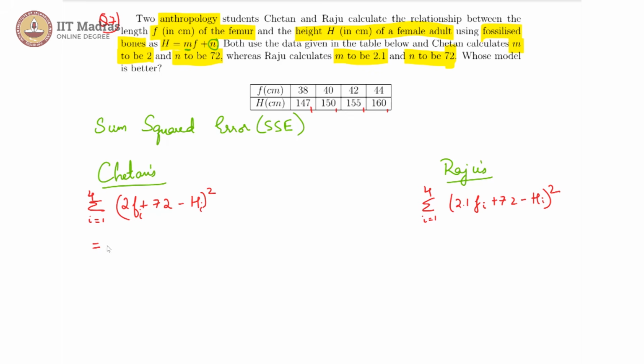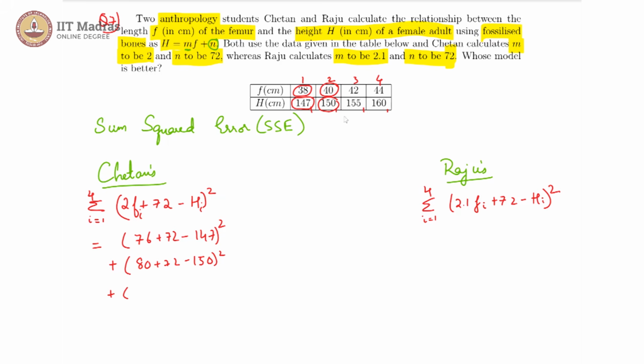So let's look at this here. So this is case 1. So this is case 2, this is case 3, this is case 4. F1 is 38 and H1 is 147. So when we put in 38 here, we get 2 times 38 is 76 plus 72 minus 147, the whole square. And then in case 2, we have 40 and 150 as F2 and H2. So we'll get 80 plus 72 minus 150, the whole square.